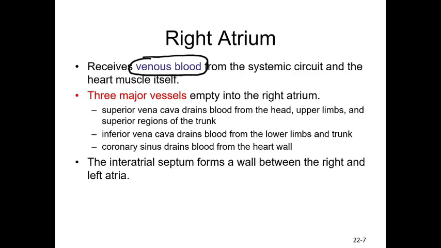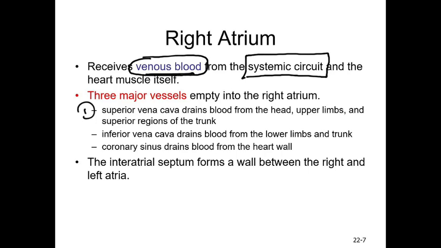So the right atrium is receiving that venous blood, that blue blood, and it's coming from all over the body, from all of your systems. So we call this the systemic circuit. And there are three ways by which blood gets into the right atrium. Number one and number two, you've already seen.